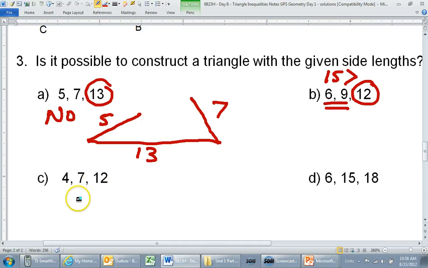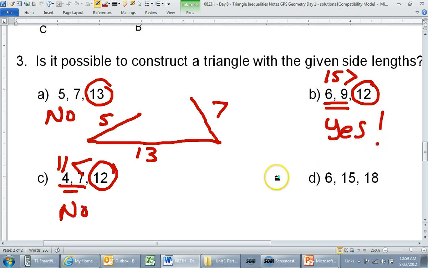Okay, what about C? Show me your vote for C. Thumbs up, thumbs down. Waiting on Derek. Fist if you don't know. On C, show me your thumbs. Show me those thumbs. Okay, put them down. Everybody I saw was saying no, this will not work. Why does it not work? 4 plus 7 is only 11. That's less than 12. That's not good enough, so that's a no. Oh, by the way, that was a yes. I should have written that down.